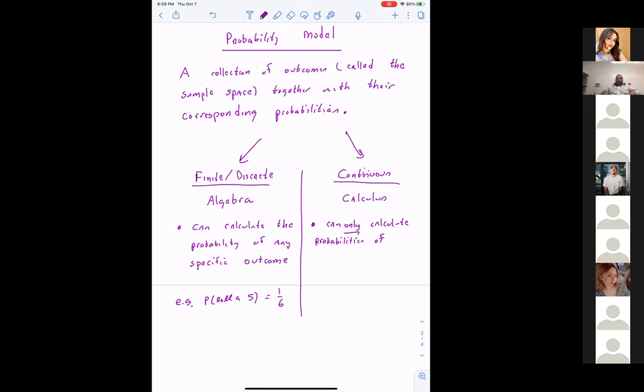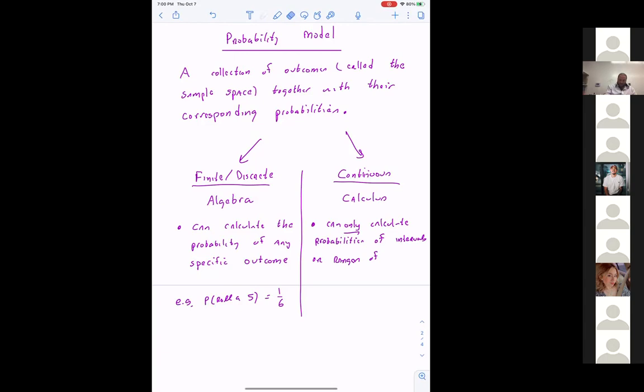So what can I do? What can I calculate? Or in theory, what should I be able to calculate in the case of the bus? If I can't do specific values, what's the next best thing? Ranges. Ranges of values. I can only calculate probabilities of intervals or ranges of values or of outcomes.